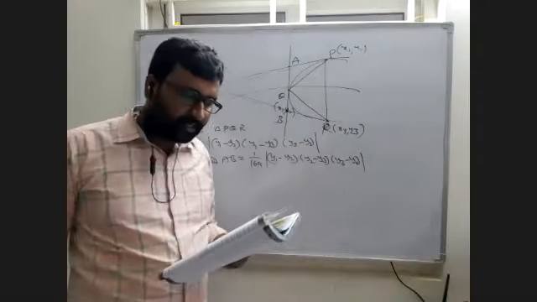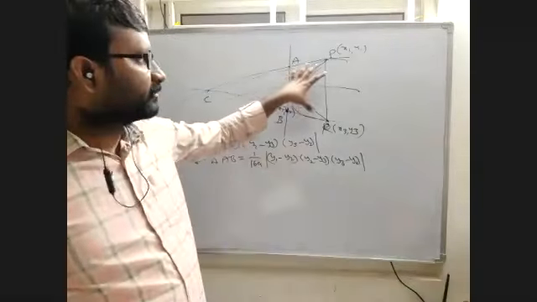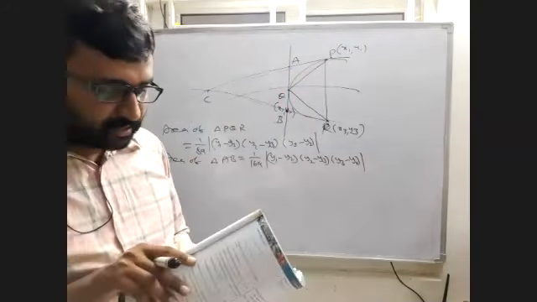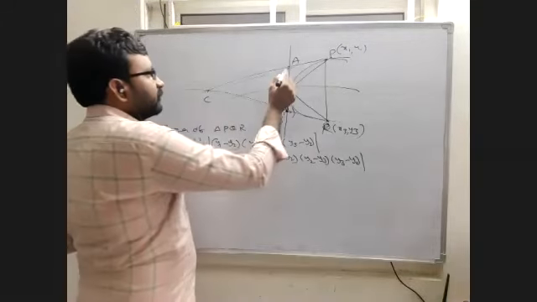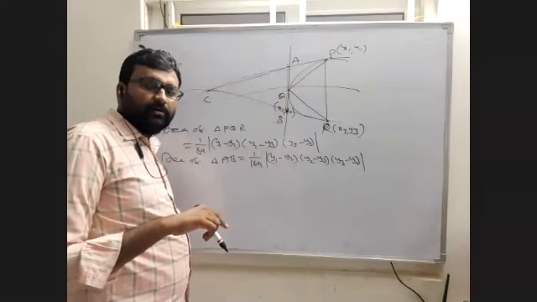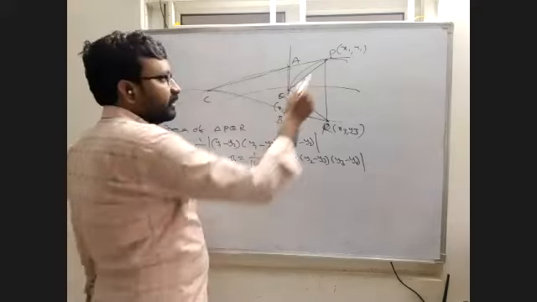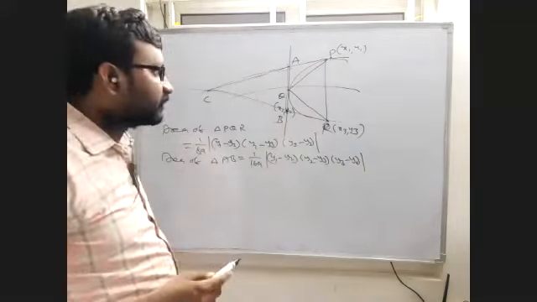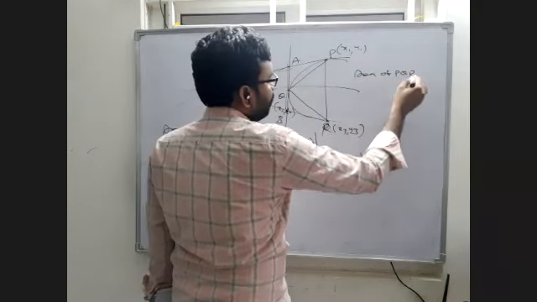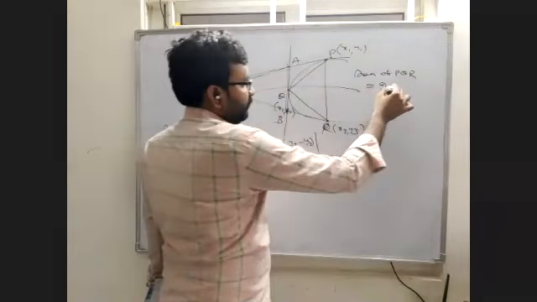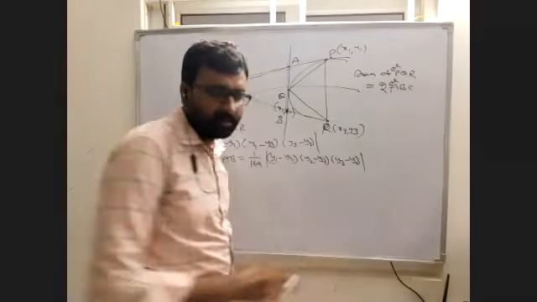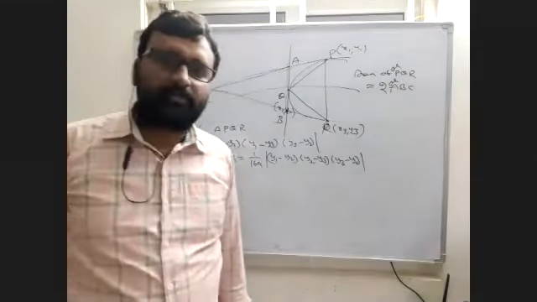Next, the area of the triangle formed by the points P, Q, R of the parabola is twice the area of the triangle formed by the tangents. This area is formed with tangents, and this area is formed with only the points. He is saying the area of triangle PQR is twice the area of triangle ABC.